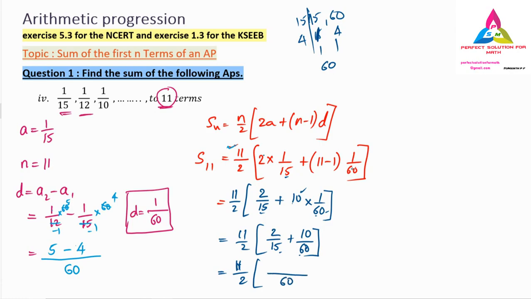Okay, if you cancel this 0 and this 0, you are going to get the LCM as 30. If you get 30 also, it is the correct answer. But here it is 60.